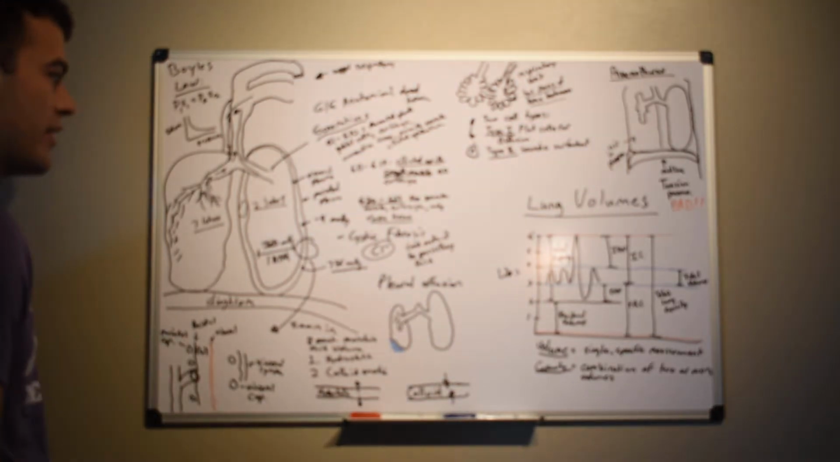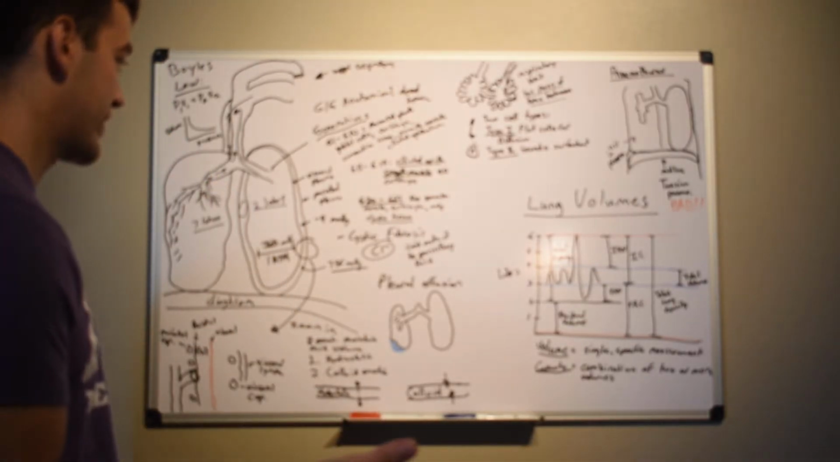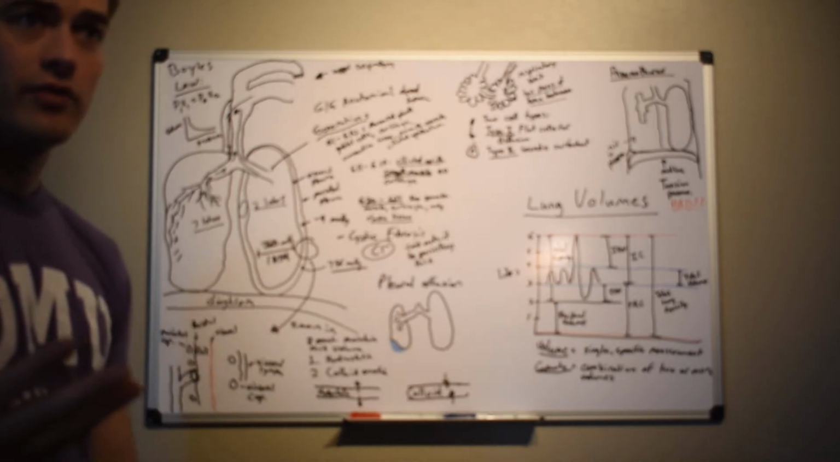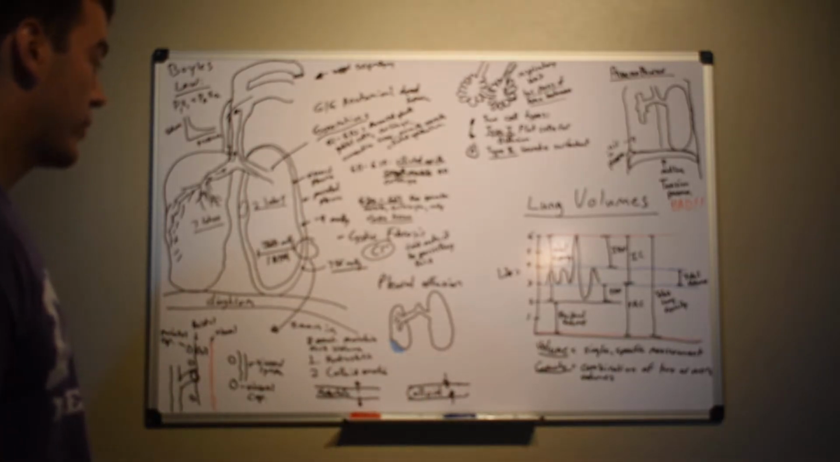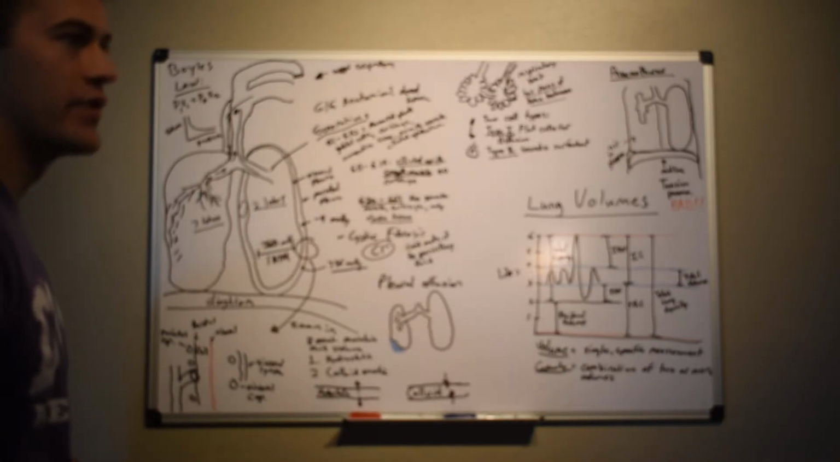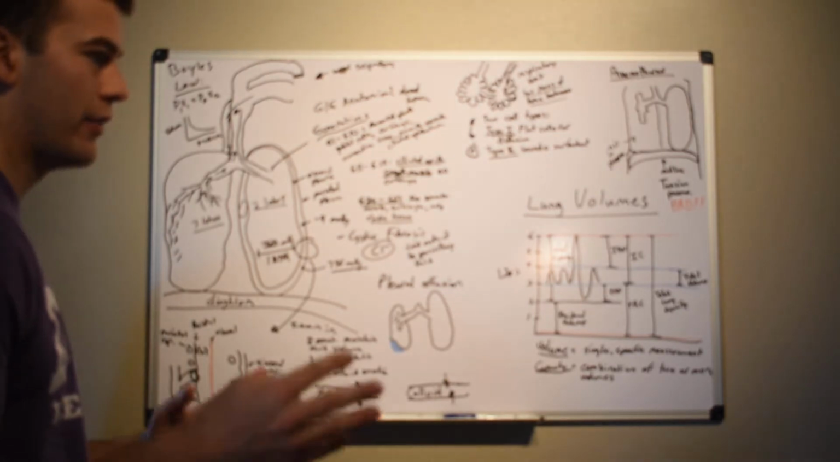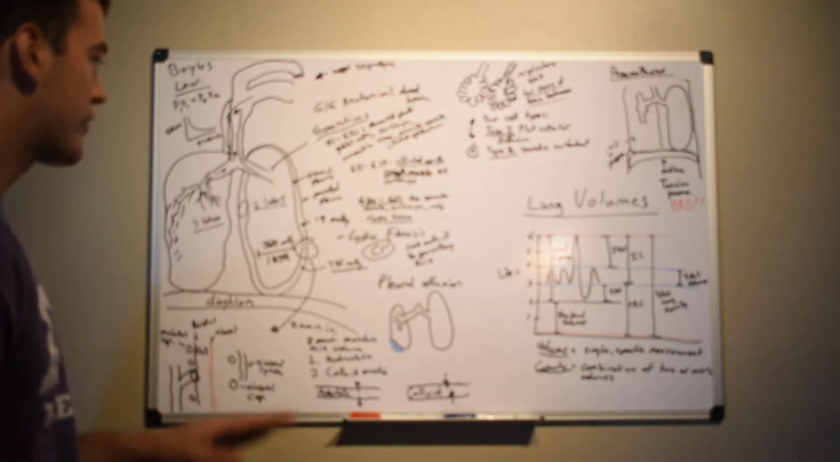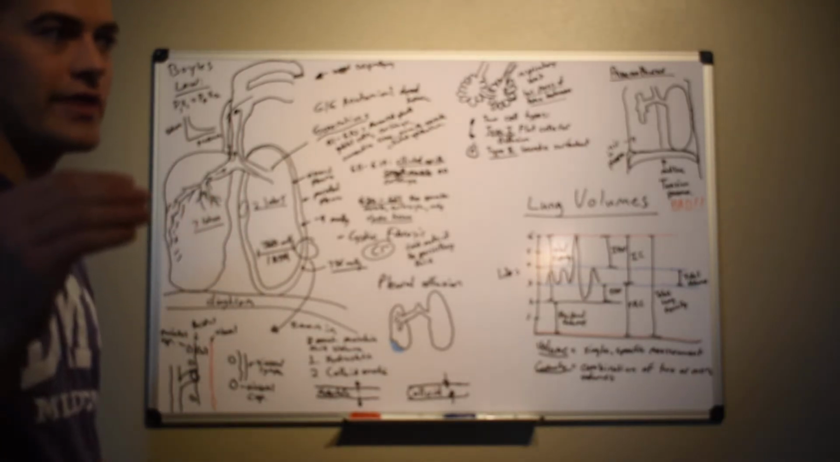So fluid, it's mainly going to be just protein and fluid in there. It's not going to be any blood or anything like that. That's going to serve as a buffer and a lubricant for our lungs to move around within our thoracic wall. And there's not actually that much fluid in between our lungs and our thorax.